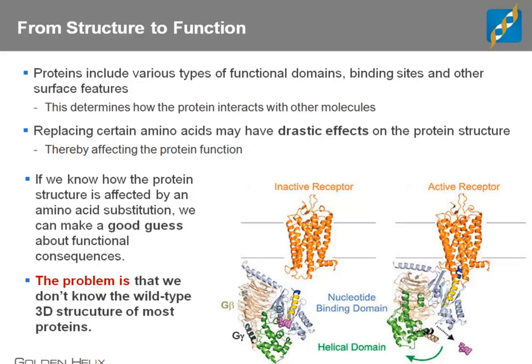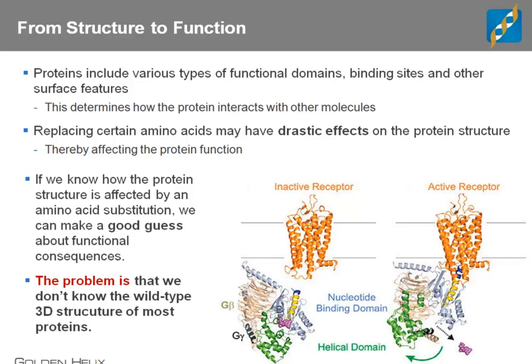Those determine how the protein interacts with other molecules in a cell. And if we think back about how all of those various amino acids have different charge, different polarity, different shape and size, if you replace any given amino acid in a protein, it may or may not have really drastic effects on the protein structure, thereby affecting the protein function. And if we know how the protein structure is affected by any given amino acid substitution, we can then make a pretty good guess about the functional consequences of that mutation.